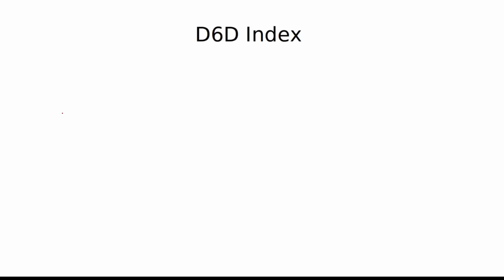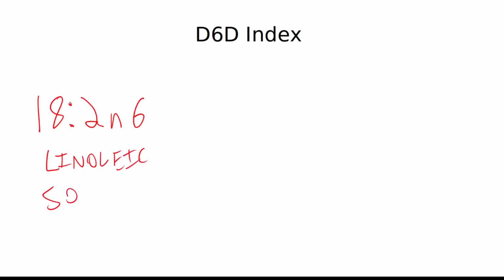So what is the D6D index? You consume a polyunsaturated omega-6 fat in your diet called linoleic acid. The shorthand notation for that is 18,2N6. That means it's 18 carbons long, and it has 2 double bonds, and it's one of the so-called omega-6 fats. Like I say, that's called linoleic acid, and it's found in soybeans, also in chicken and pork of animals that have eaten corn and soybeans.